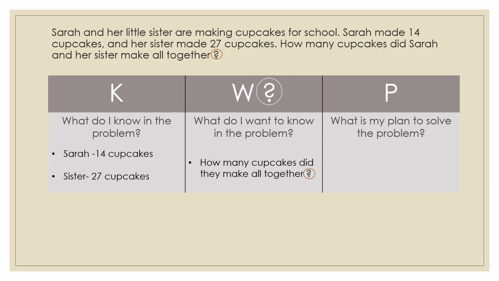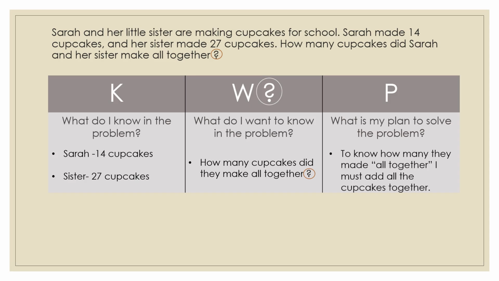Last is my plan. How am I going to solve the problem? In order to figure out how many cupcakes they made all together, I know that I have to add 14 and 27 because that's how many cupcakes each person made. To add 14 plus 27, I'm going to start with my ones place. 4 plus 7 equals 11. I know that I can't write the number 11 in the ones place, so I'm going to write a 1 down in the ones place, and I'm going to carry a 1 to the tens place.